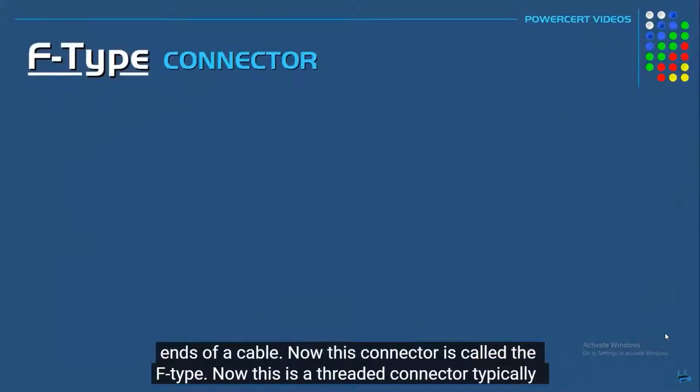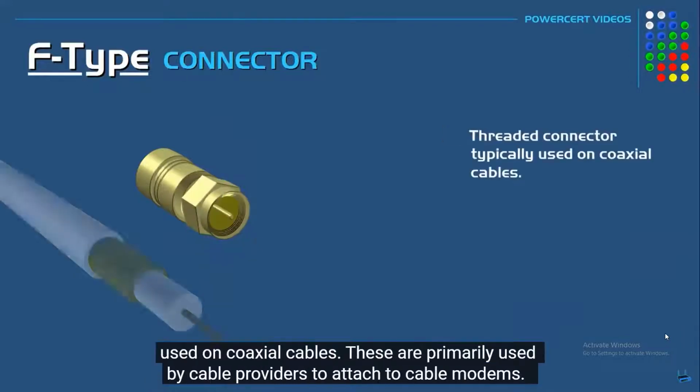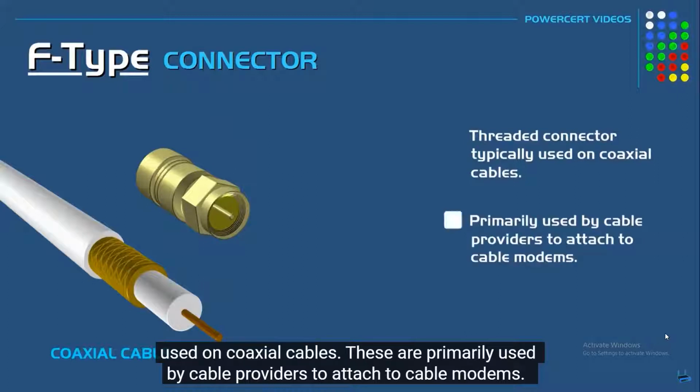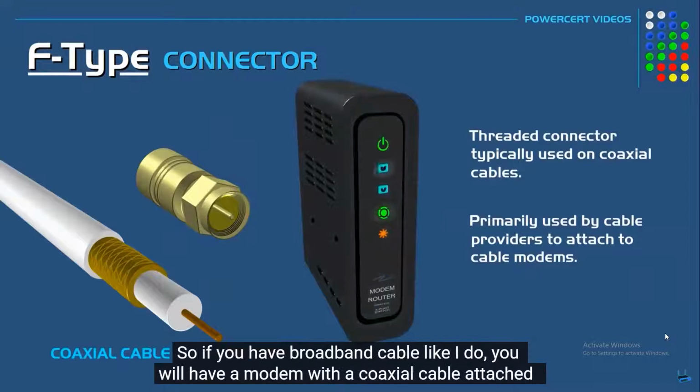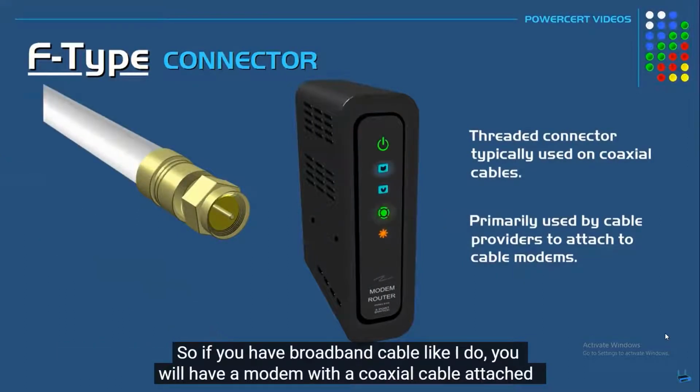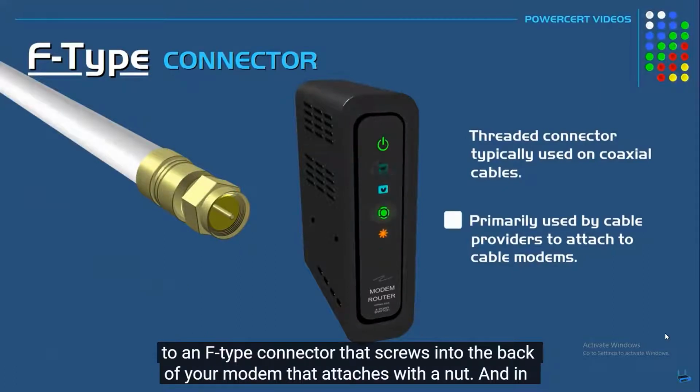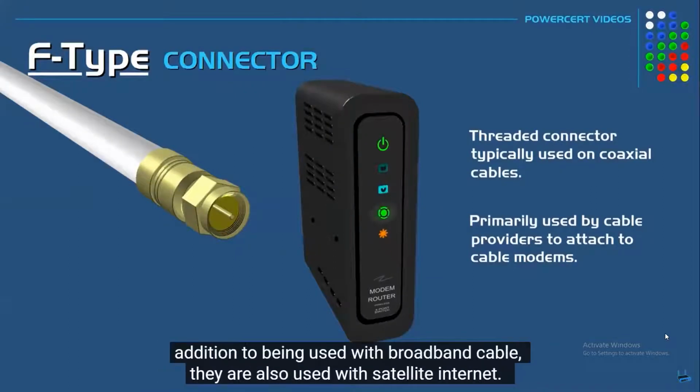Now this connector is called the F-type. Now this is a threaded connector typically used on coaxial cables. These are primarily used by cable providers to attach to cable modems. So if you have broadband cable like I do, you will have a modem with a coaxial cable attached to an F-type connector that screws into the back of your modem and attaches with a nut. And in addition to being used with broadband cable, they are also used with satellite internet.